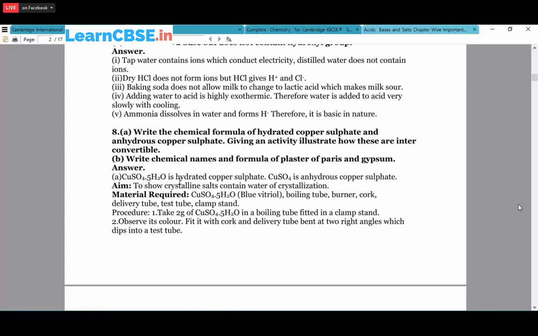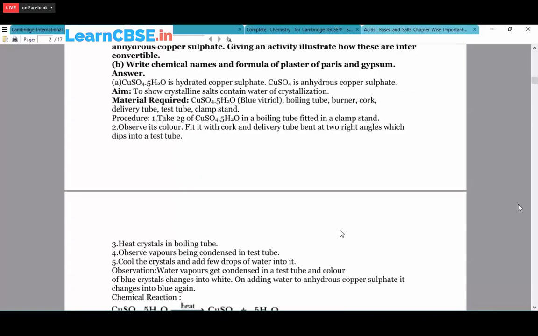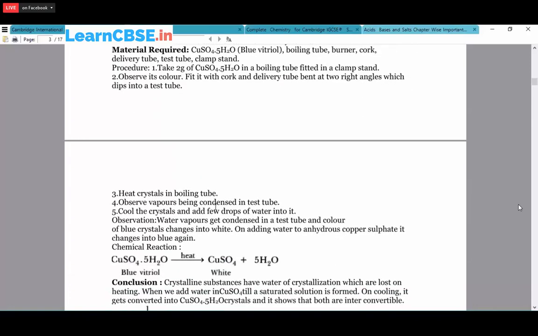Okay. So now our aim is to show the crystalline salts contain the water of crystallization. Materials required: copper sulfate 5H2O. This we also call blue vitriol because it is blue in color. Boiling tube, burner, cork, delivery tube, test tube and the clamp stand. Procedure. So now we have to take 2 grams of hydrated copper sulfate in a boiling tube fitted in a clamp stand. Observe its color. Fit it with a cork and the delivery tube bent at 2 right angles, which dips into the test tube. So now we have to heat the boiling tube.